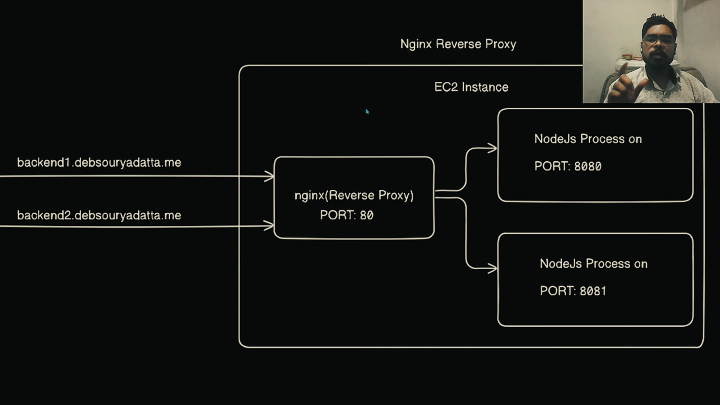Suppose we have one URL as backend1.devstoria.me. When a user searches this, we can configure Nginx such that it will directly go to the Node.js process on port 8080. And when the user searches backend2.devstoria.me, then I will configure the Nginx server such that this URL links to a Node.js process on port 8081. So this is how Nginx acts as a reverse proxy in a virtual machine.